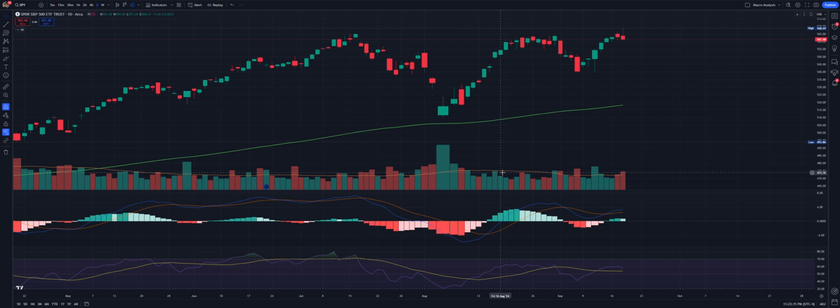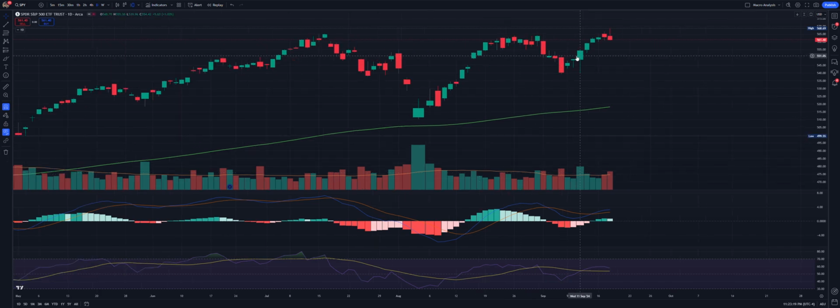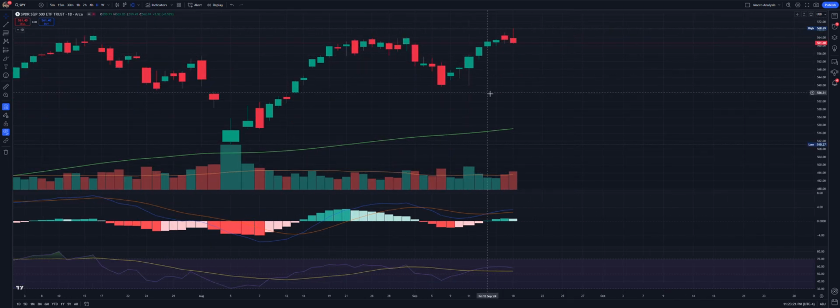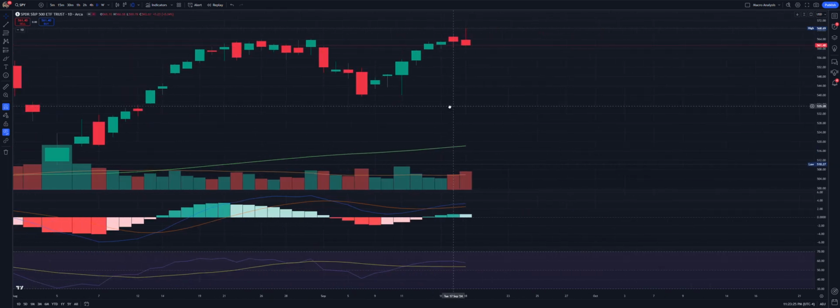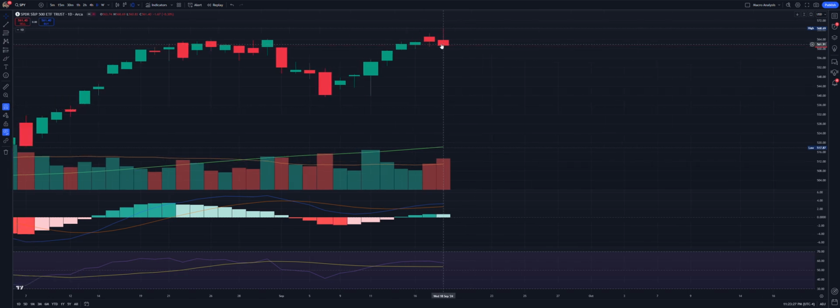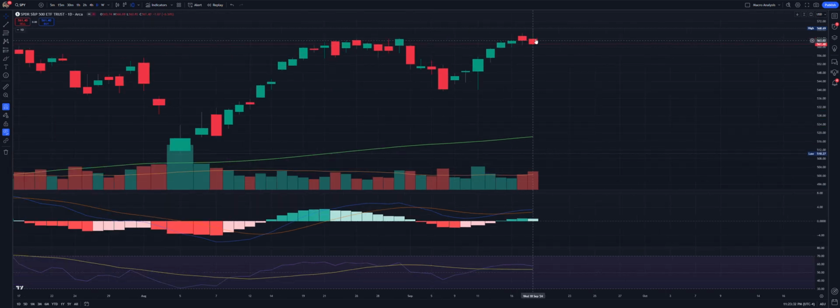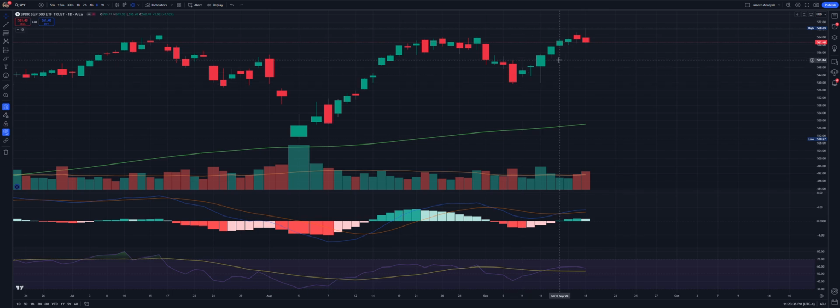Let's look at SPY really fast. So this is the daily chart we're looking at. The first thing that I notice is this here. We have a shooting star with increased volume. That's a bearish reversal pattern. It doesn't necessarily mean that the price will immediately come back down.